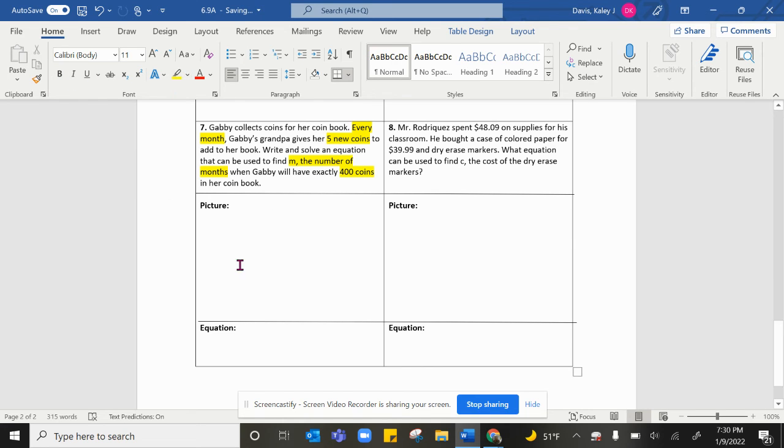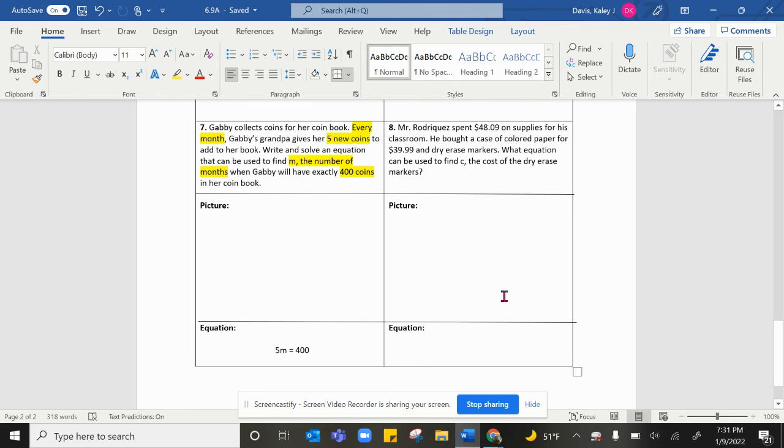So hopefully you went through and wrote an equation similar to this. Okay, so this was a multiplication problem because it's talking about every month, each month, per month. Okay, she gets 5 new coins. We don't know how many months, so that's going to be M, and she's going to have exactly 400 coins. So this will tell us in the end how many months she spent getting those coins.